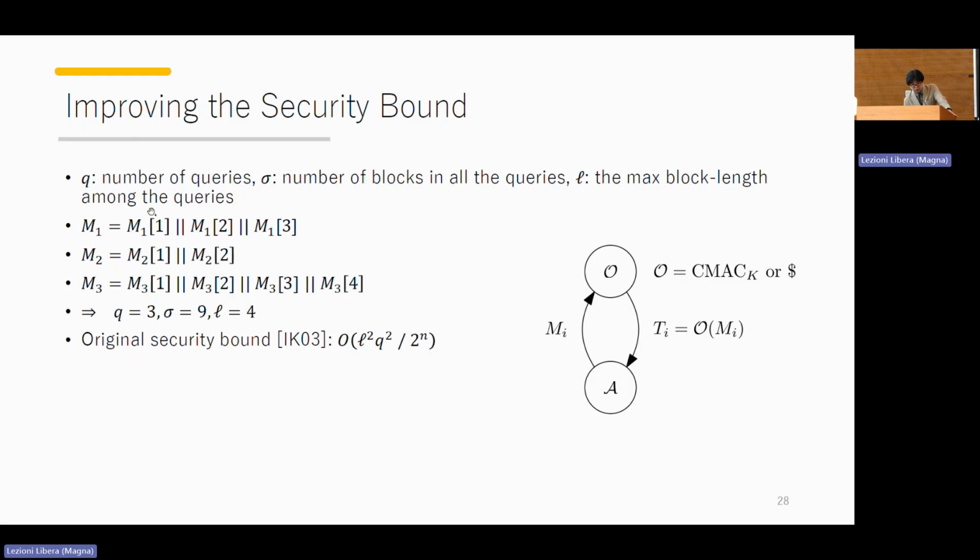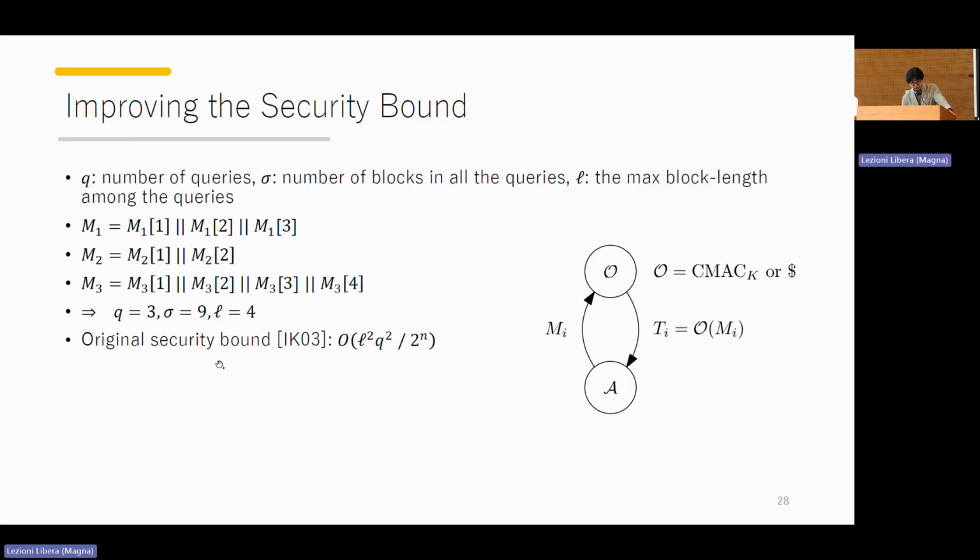So Q is the number of queries, sigma is the number of blocks in all the queries, and L is the maximum block length among the queries. So assuming that this adversary makes queries where M1 has 3 blocks, M2 has 2 blocks, and M3 has 4 blocks, the number of queries is 3, there are a total of 9 blocks, and the maximum length is 4 blocks.